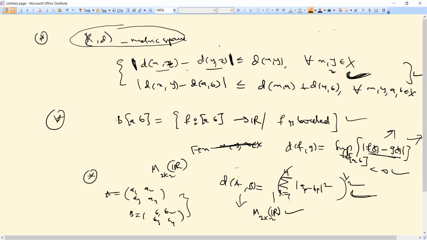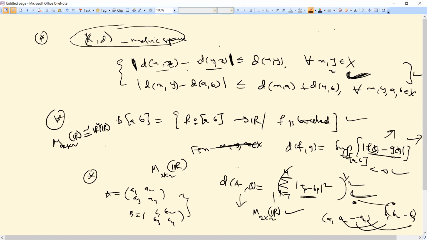Is it clear? By the same Minkowski's inequality, the remaining properties are trivial, because it's the usual Euclidean distance between two points (A1, A2, A3, A4) and (B1, B2, B3, B4). This is a point, this is a point. The Euclidean distance is the square root of (A1 minus B1) squared, plus (A2 minus B2) squared, plus (A3 minus B3) squared, plus (A4 minus B4) squared. You know that as a vector space, the space of 2x2 matrices over R is isomorphic to R^4, because the dimension is the same. Therefore, this is a metric. In fact, they are isometric; it's an isomorphism that preserves distance.